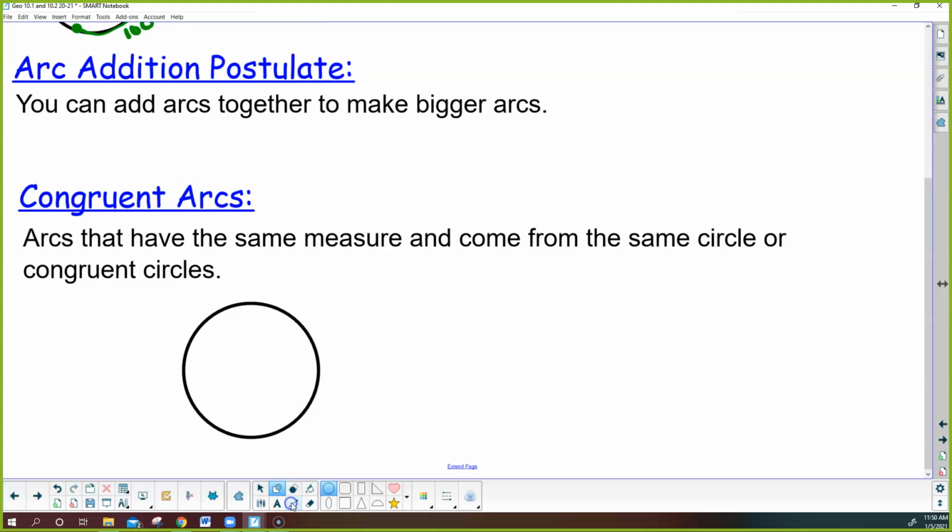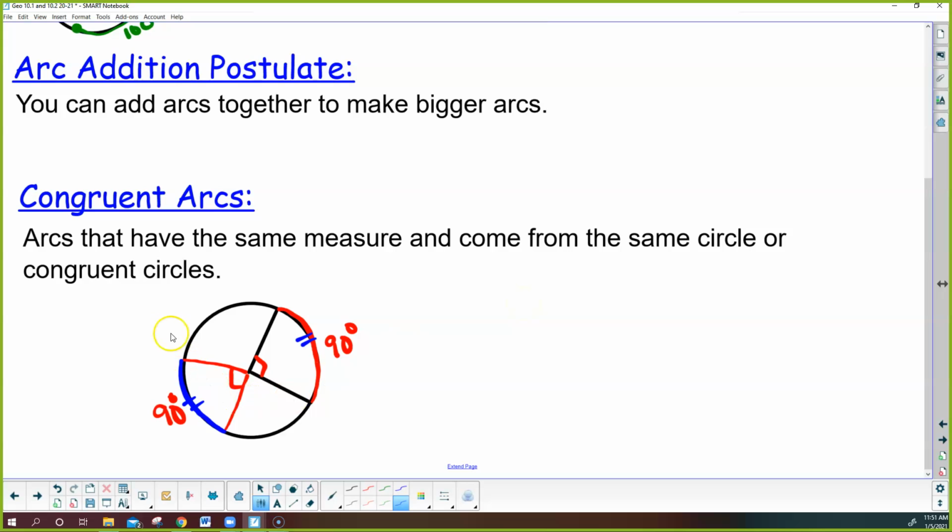Let's say I've got an arc here, and I've got a circle that looks like this. Okay, so here's my central angle, and in that central angle, I've got this arc, which is, I don't know, let's call it 90 degrees. All right, now, if I had another circle, let's say here, and I knew that these two angles were congruent, then the blue arc would be congruent to the red arc because they're both 90 degrees and they come from the same circle.